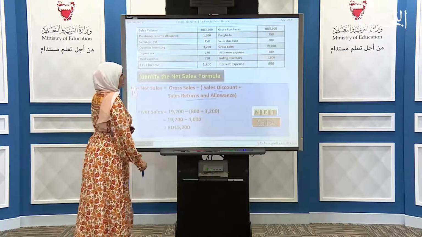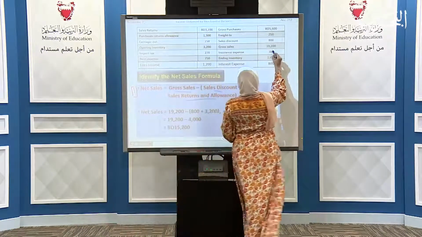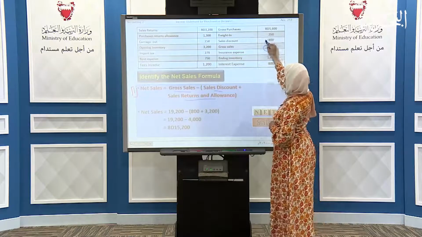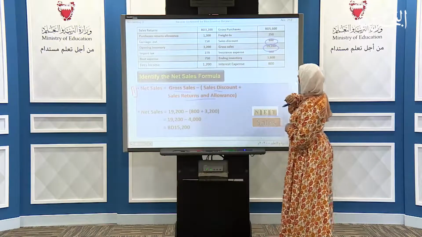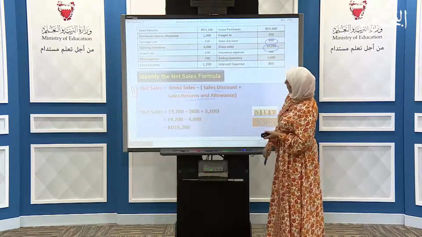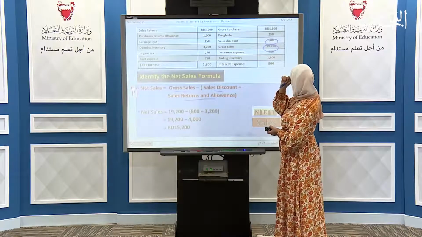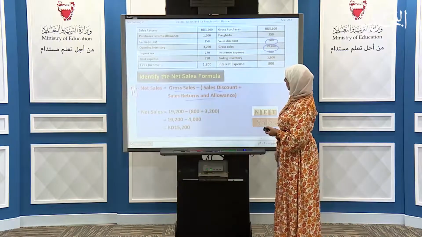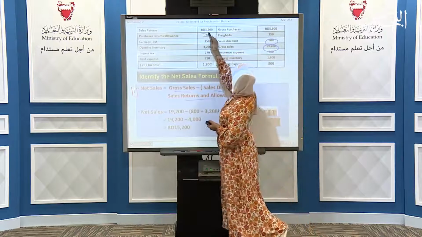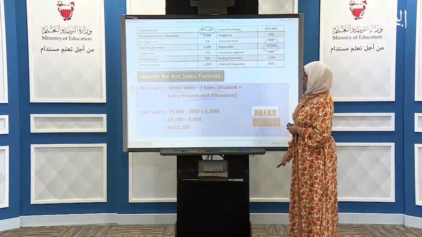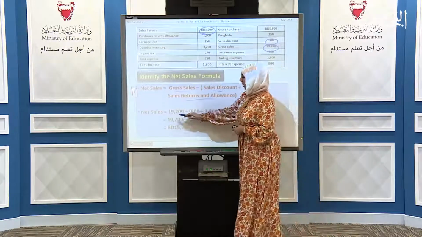Here we have the gross sales of Abdullah Company, and we have the sales discount for Abdullah Company, and also we have the sales return and allowance for Abdullah Company. We find this information and we can apply it in our formula.